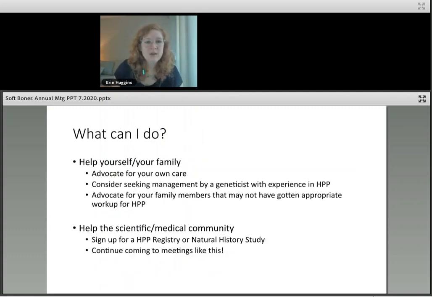So as a patient, you might be thinking, well, what can I do to help the scientific community and to help myself? So the very first thing, my biggest advice to any patient with a rare disease, is you have to learn how to advocate for yourself. I can't tell you how many patients come to us and say, well, my rheumatologist, my primary care, my OB, all those people, they don't know anything about HPP. They don't know, and I'm the one who has to educate them. And that's going to be a pretty common experience.